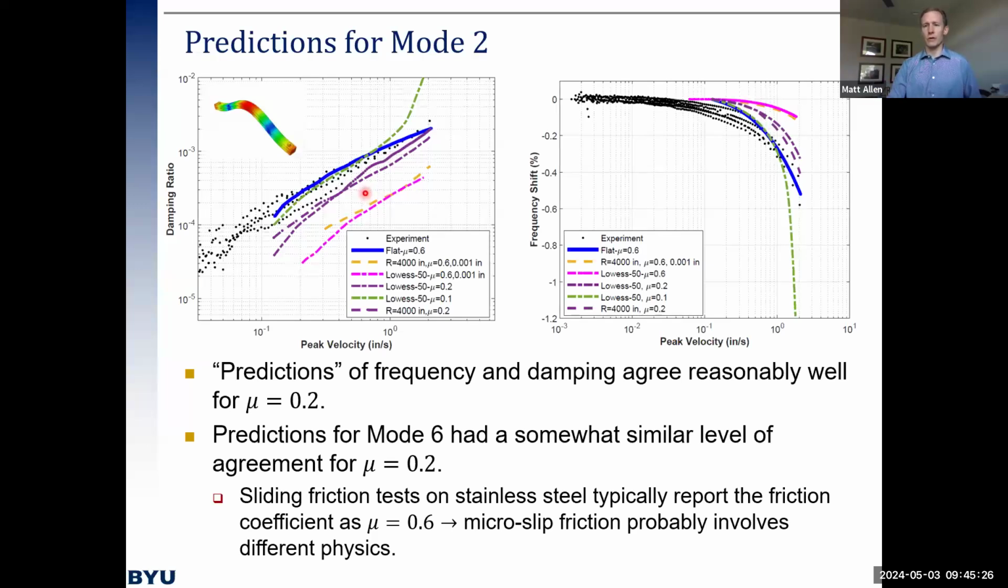We used it for other preloads. It worked as well. So no one's really tested the hypothesis yet, but it seems like we're on track to be able to use this type of approach to predict damping in joints.